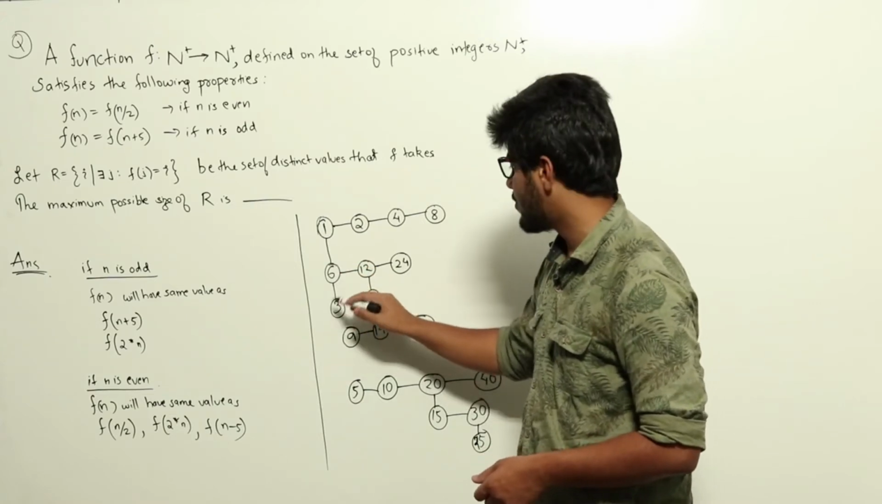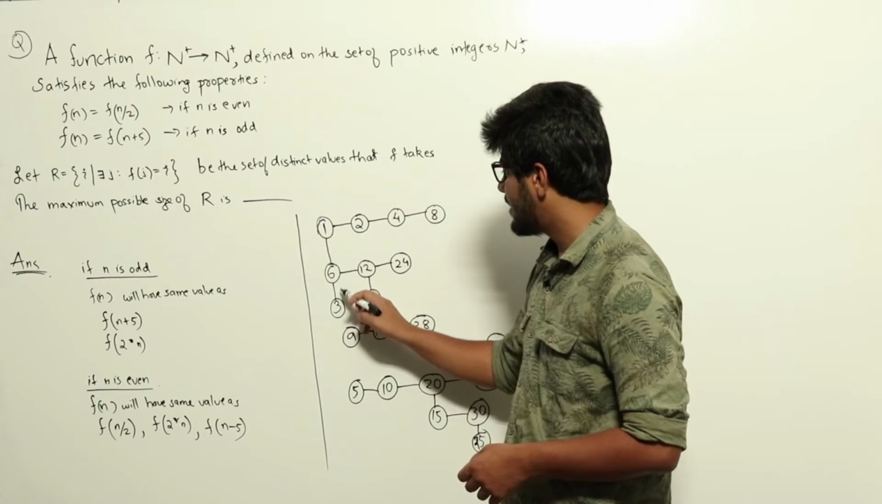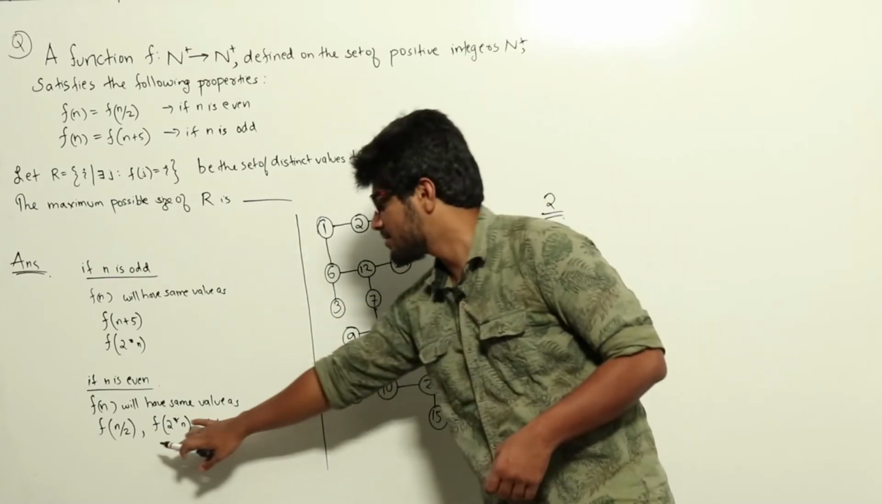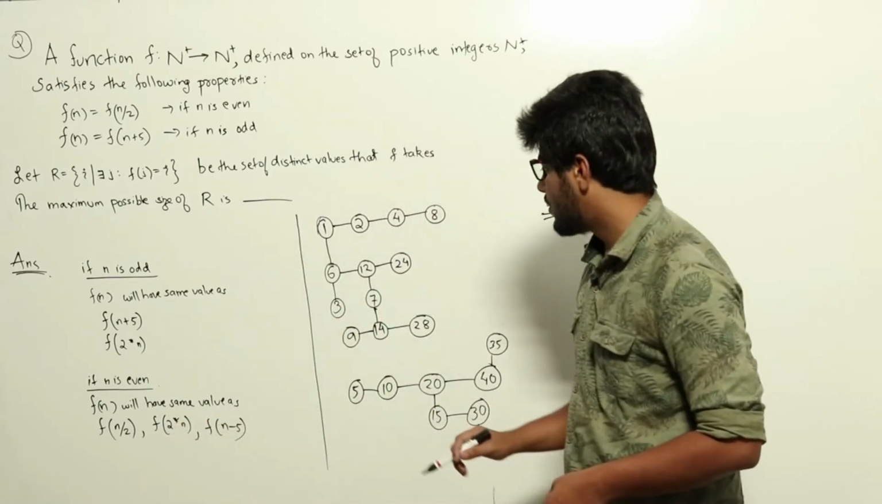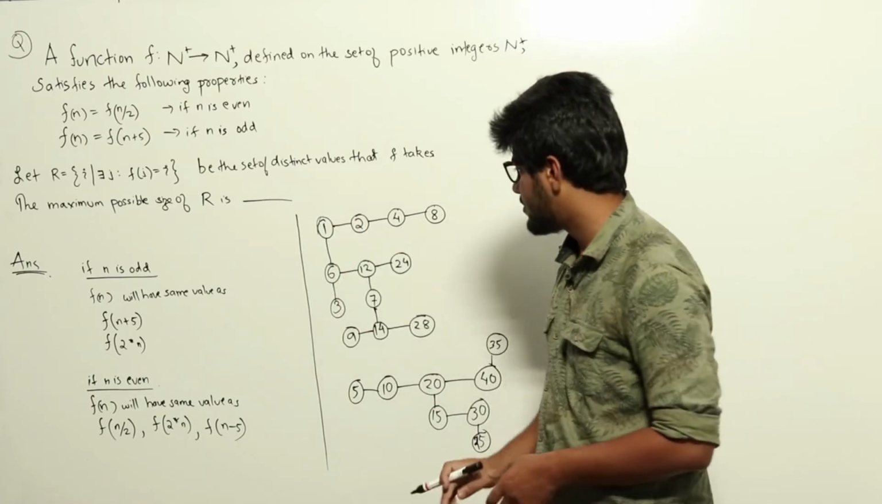So I have drawn a node for that and I am joining it here. f of 6 will have the same value as f of 3. f of 6 will have the same value as f of 2n, that is 12. Also it will have the same value as f of n minus 5, that we have already started, right? f of 1, it's already there.